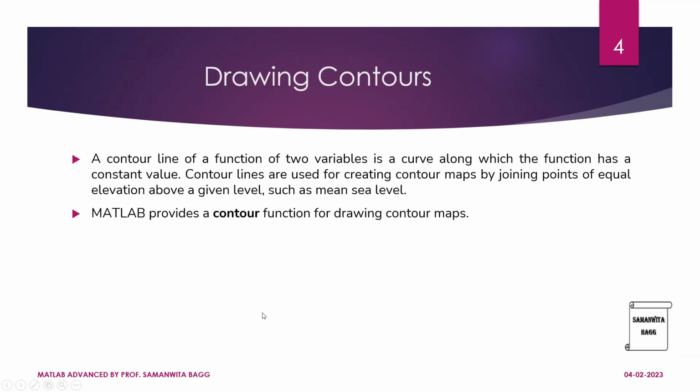Now next we will go for drawing contours. A contour line of a function of two variables is a curve along which the function has a constant value. Contour lines are used for creating contour maps by joining points of equal elevation above a given level, such as mean sea level. So you must have all seen contour lines on the maps of the various countries. So we are going to plot these contour lines. MATLAB provides a contour function for drawing contour maps. So there is a particular function itself which is dedicated in MATLAB for drawing these types of graphs.